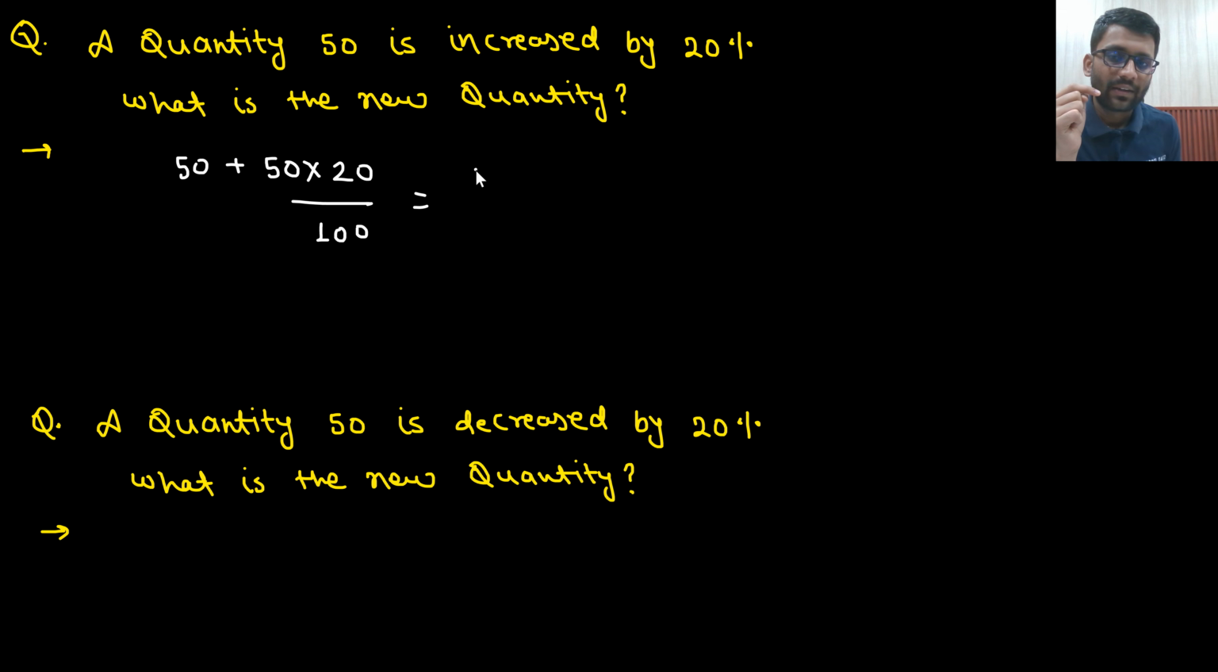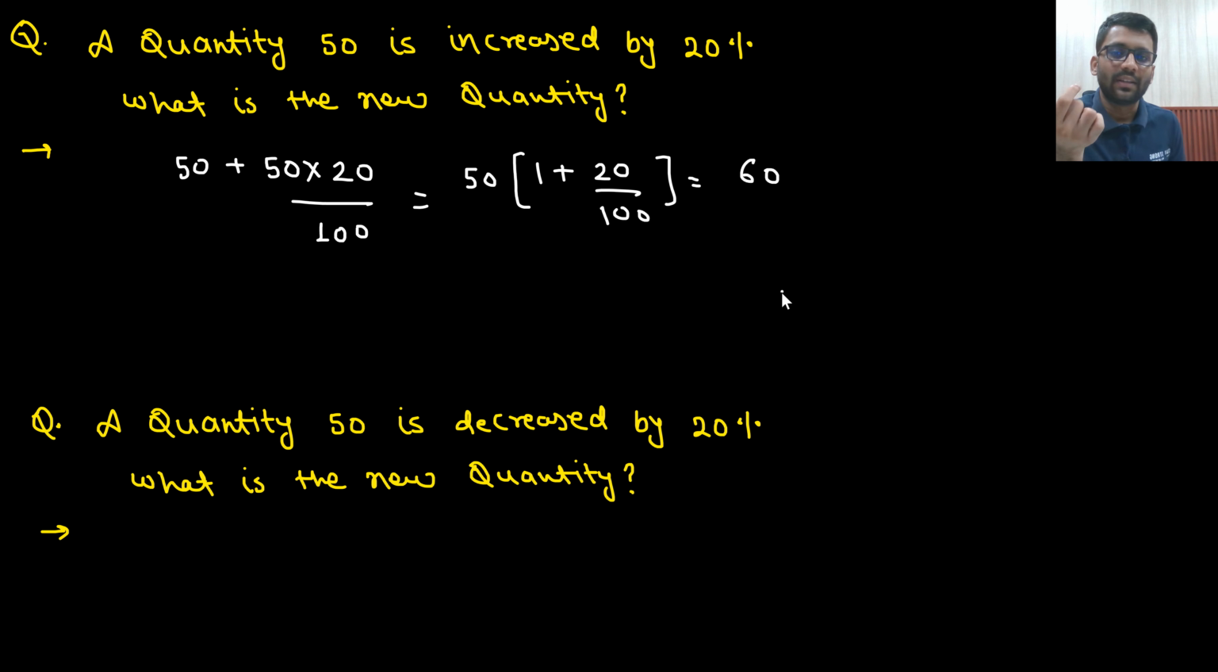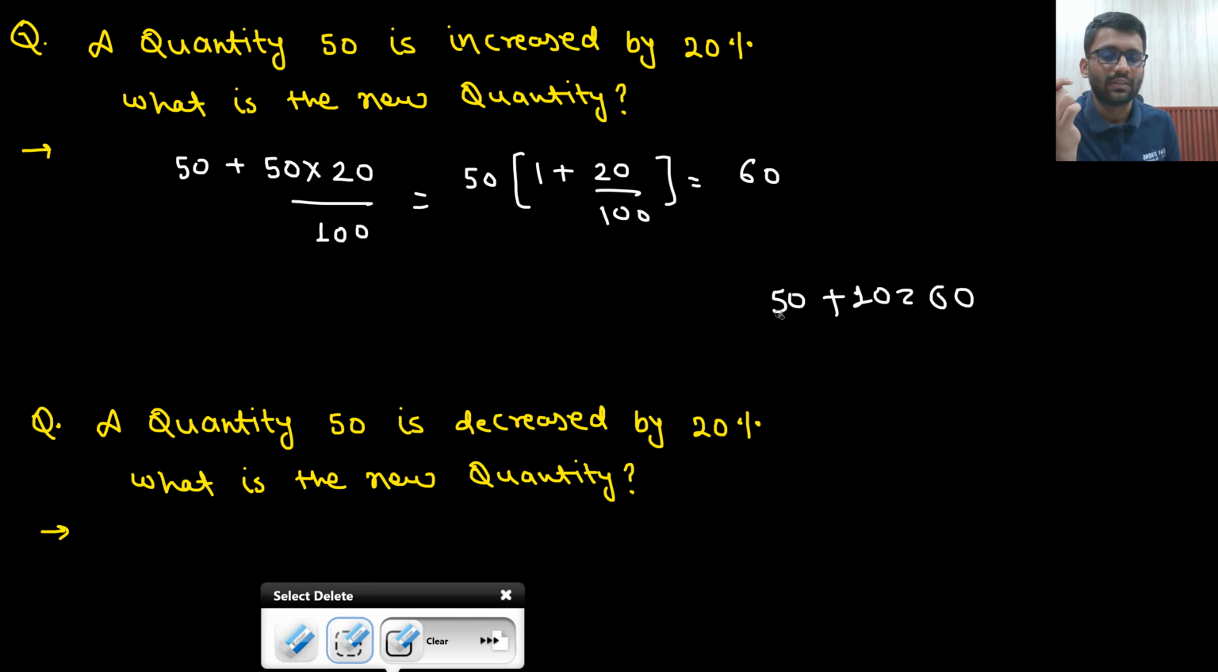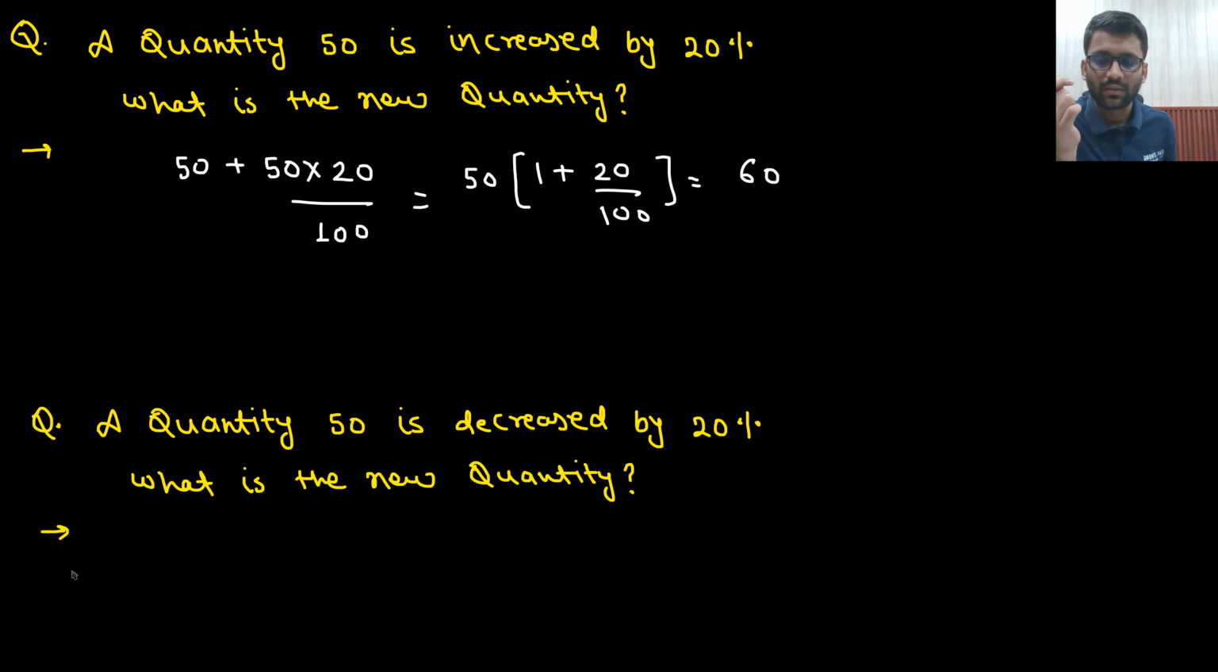Or how I can write it? 50 and increase by 20%. In this way also I can write it, right? So what I will get? 50% of 20. You can do this calculation, or directly you can say that 50 plus what will be 20% of 50? 10. 60. That's it. This is how you can solve. Okay.